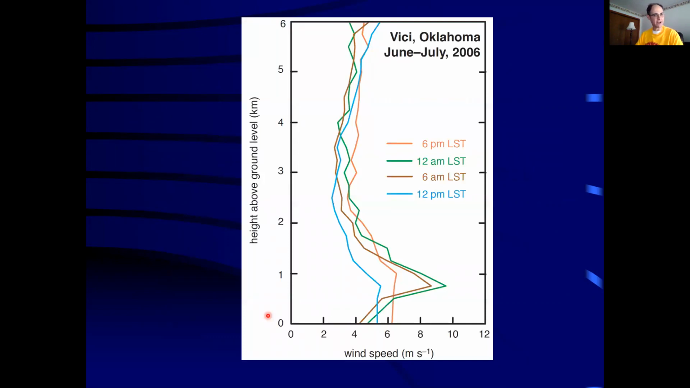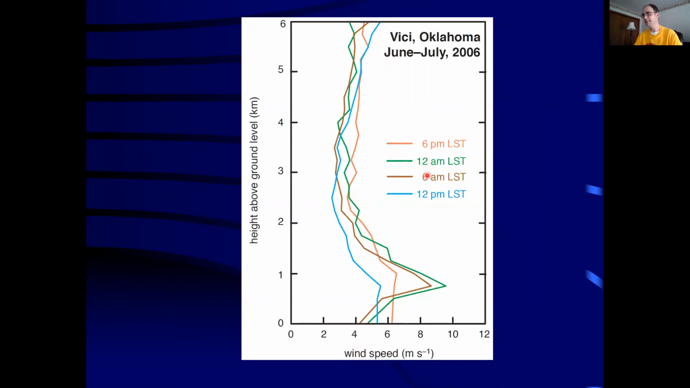So this is from the Markowski and Richardson Mesoscale book. This is looking over a 2-month period in Vici, Oklahoma. No, it's not Vichy, it's Vici, Oklahoma. And you see here it's 6 o'clock p.m. local standard time, so 7 o'clock p.m. Central Daylight Time, if you want to spring ahead there. You don't really see this wind maximum in the lower troposphere. And the blue line here at noon, same thing.